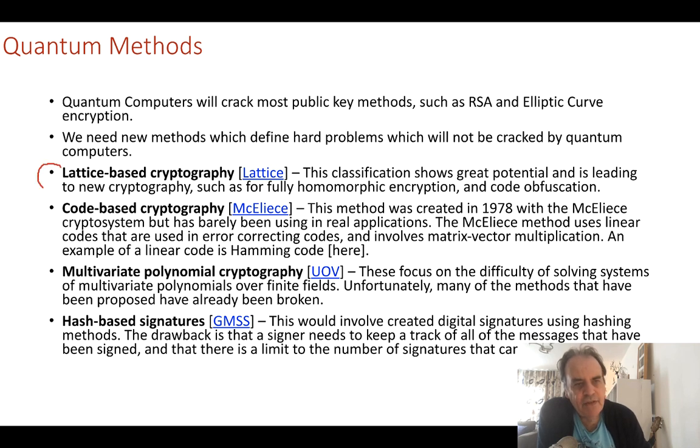The four classifications of them are lattice cryptography, and in this presentation I'll give you an outline of what lattice cryptography looks like. We have traditional code-based cryptography, and that's based on things like linear codes, such as error-correcting codes. We have multivariate polynomial cryptography, and also hash-based signatures, where it's possible for us to create one-time signatures using a hash of our message.